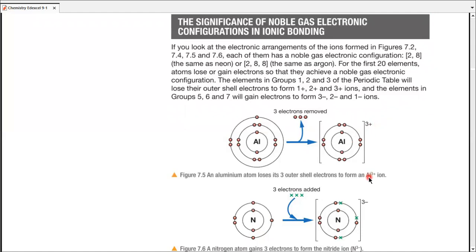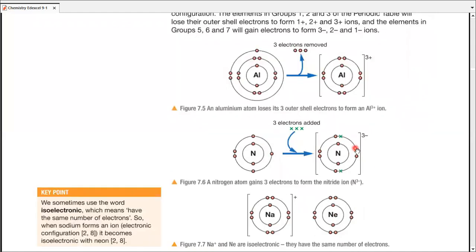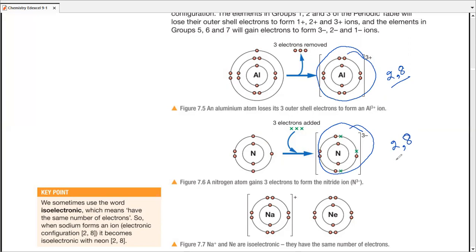Those electrons are added to nitrogen. It has 5 electrons in its outermost shell, and then we add 3 electrons in there. That becomes a mixture, and now it has a negative 3 charge. Take note, this specific electronic configuration can be mentioned as 2 electrons in the first shell and 8 electrons in the second shell. This specific electronic configuration, though it's a mixture of dots and crosses, can be explained as 2 electrons in the first shell and 8 electrons in the second shell.